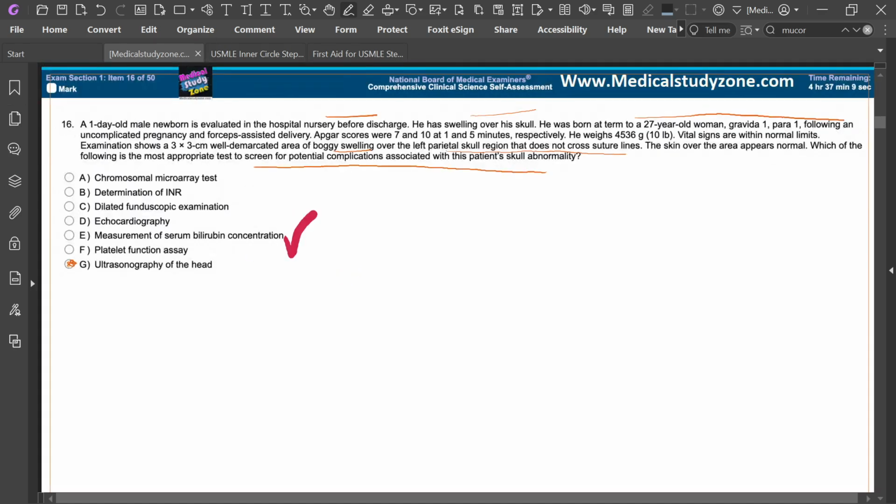One day old male newborn is evaluated in the hospital nursery before discharge. He has swelling over his skull. He was born at term to a 27-year-old woman, gravida 1 para 1, following an uncomplicated pregnancy and forceps assisted delivery. Apgar scores were 7 and 10. Weight is about 10 pounds.